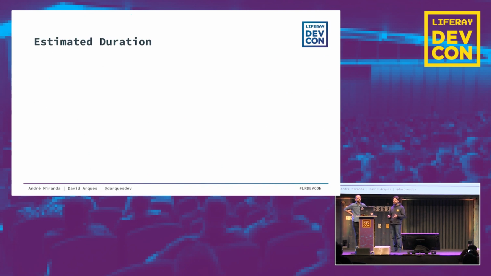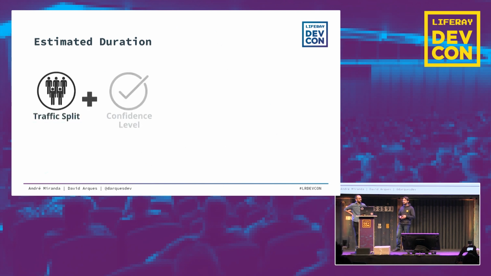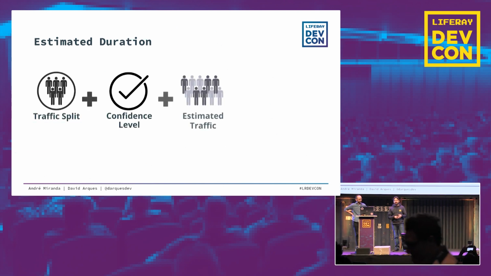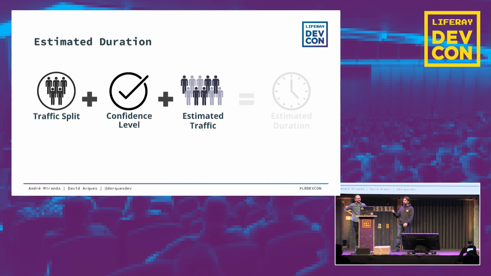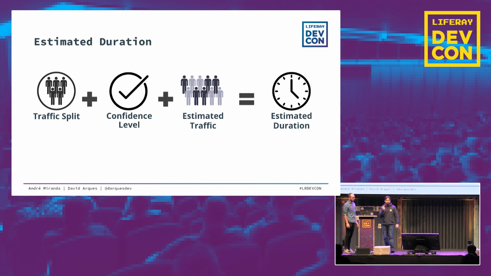Estimated duration is an estimation of how long the test is going to take to declare a winner variant. It's based on the traffic split and the confidence level, and historical data is also used to make a projection of the estimated traffic. Without historical data, we can't estimate how long it's going to take to finish the test. But even if the page has very high traffic, say thousands of views per day, the test still needs to run for at least 2 weeks to avoid biases like the novelty effect.